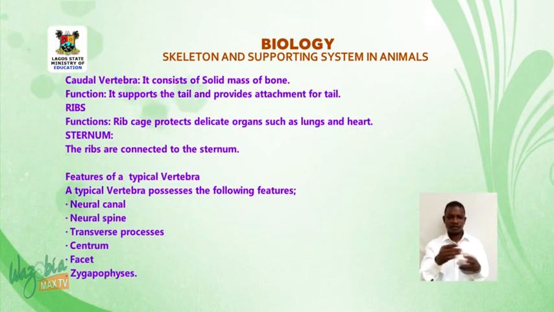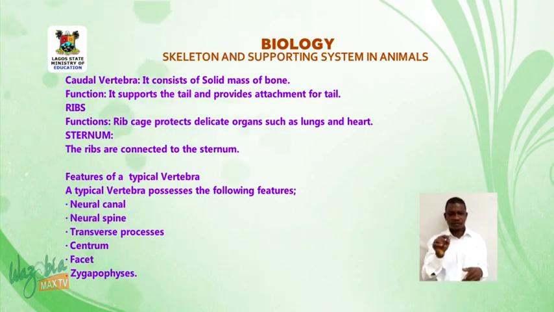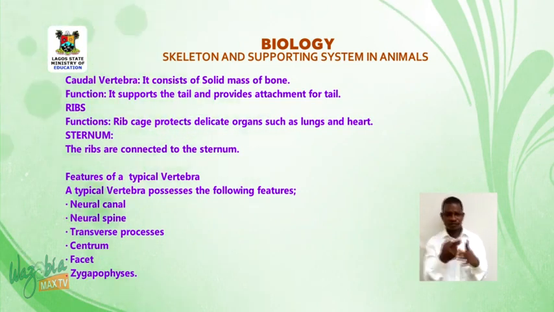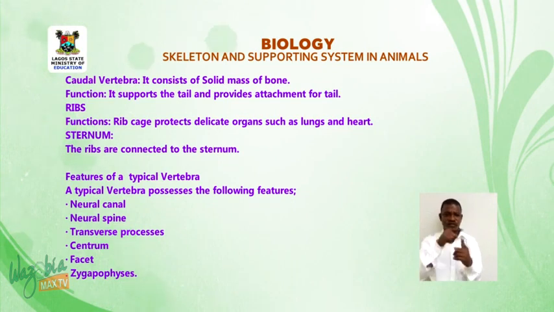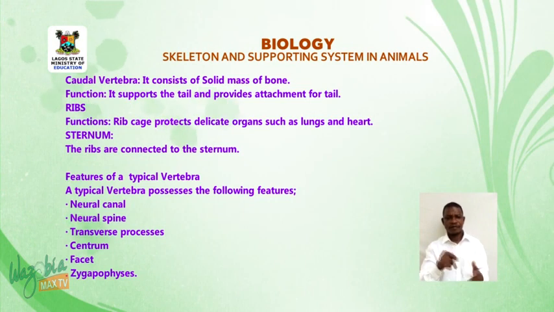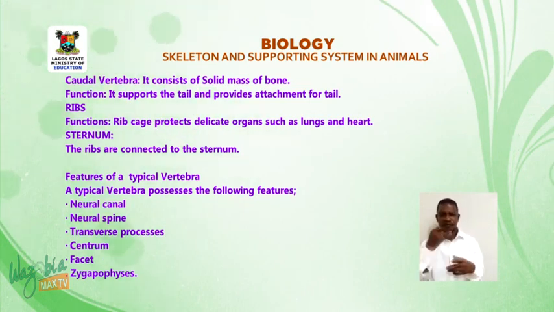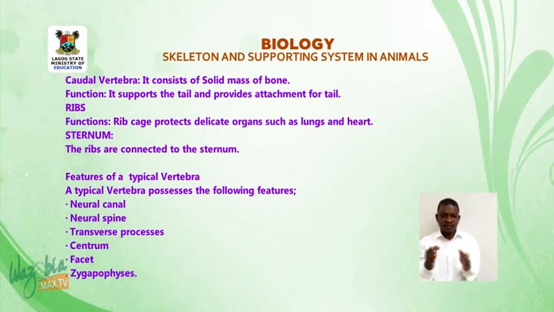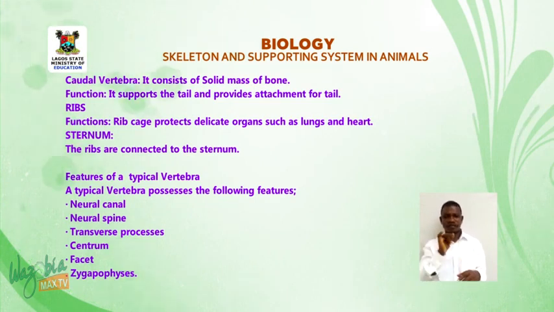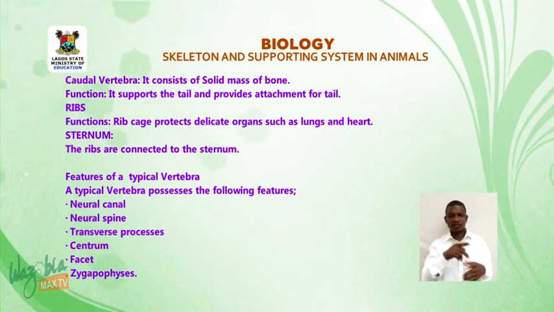Caudal vertebra. It consists of solid mass of bones. Functions: it supports the tail and provides attachment for tail. Ribs. The rib cage protects delicate organs such as lungs and heart. Sternum. The ribs are connected to the sternum.